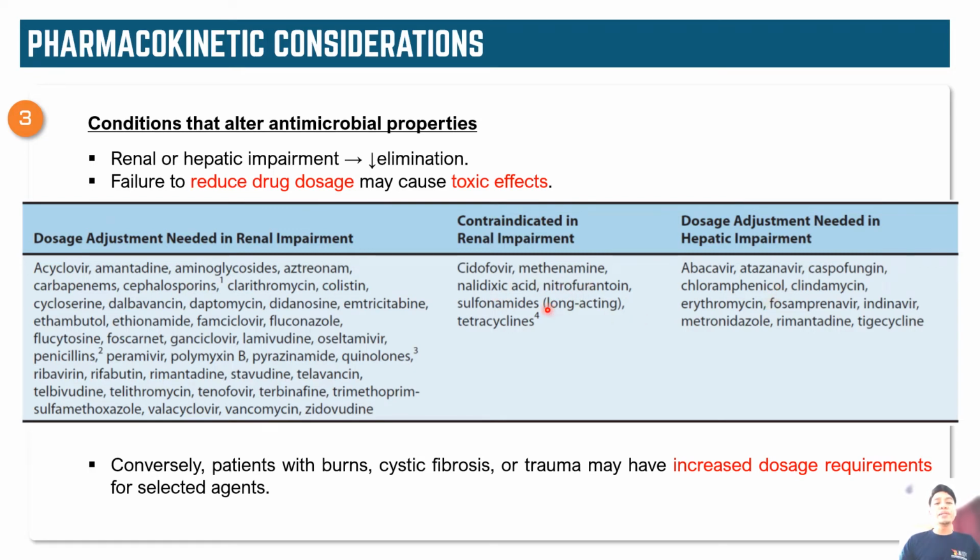Cidofovir, methenamine, nalidixic acid, nitrofurantoin, as well as long-acting sulfonamides cannot be used in renal impairment patients. Please bear this in mind, if not, it will harm the patient and cause toxic effects. Conversely, patients with burns, cystic fibrosis, as well as trauma require increased dosage for selected agents.